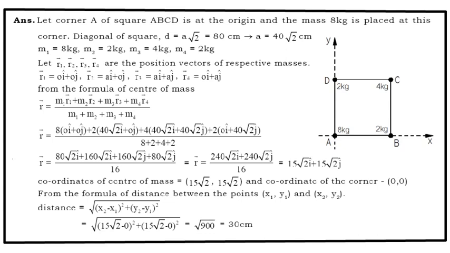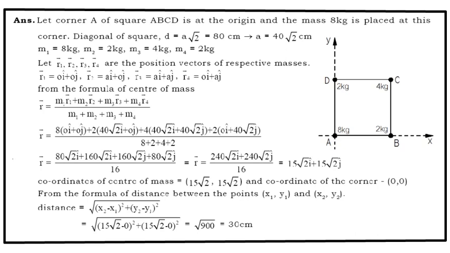Can you not see that third particle, 4 kg? It is equidistant from both the axes. So its coordinates are (a, a). So that position vector would be equal to a i cap plus a j cap.